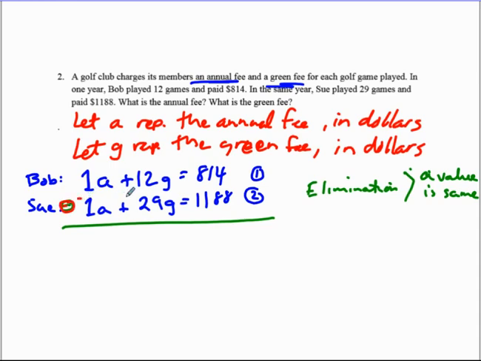So that makes this a negative, this a negative, and this a negative. All right, well, 1 minus 1 is 0a. 12 minus 29 is negative 17. Negative 17. And, excuse me, I will use our calculator here. 814 minus 1,188 is negative 374.